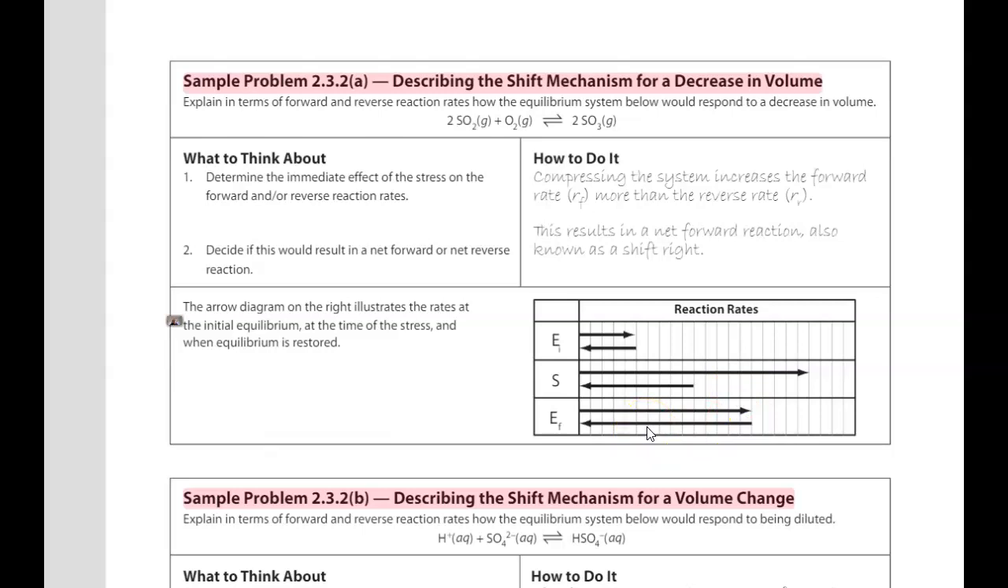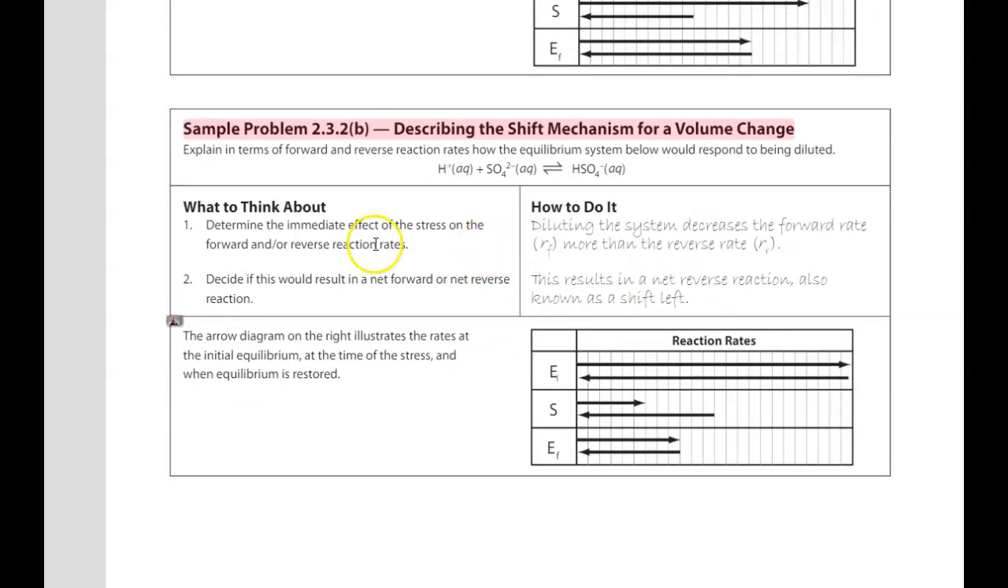Realize, though, that both the forward and reverse rates after equilibrium is reestablished will be greater than they were before, because this is in a more compressed system, but they're equal to each other. If we drop down to this sample problem, this is a shift for volume change, but it can be thought of similarly with dissolved ions. How will the forward and reverse rates affect the equilibrium system when it's diluted?